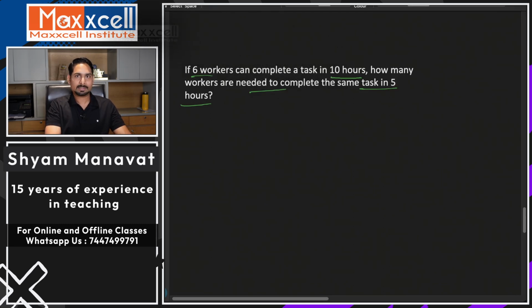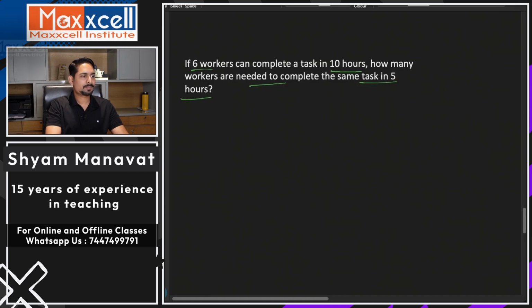Okay, if you got the answer now, then let's solve this together. So now, number of workers and time: inversely proportional or directly proportional? Think. Take an easy example. If you are the only one and you need to complete a project in 2 days, fine. But if you have to complete that work in 1 day, you need a helping hand, right? You need a helping hand, correct?